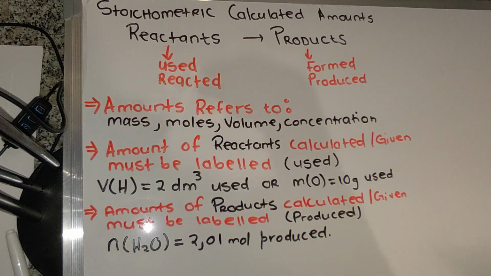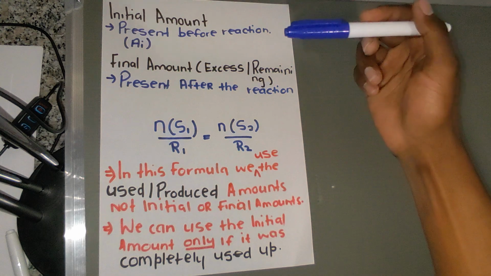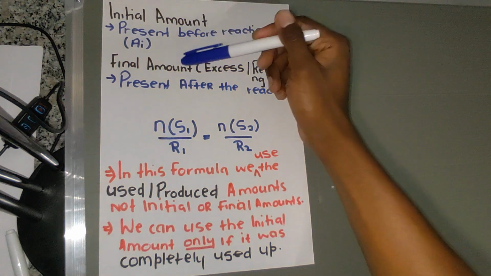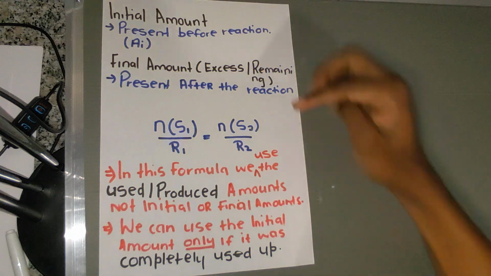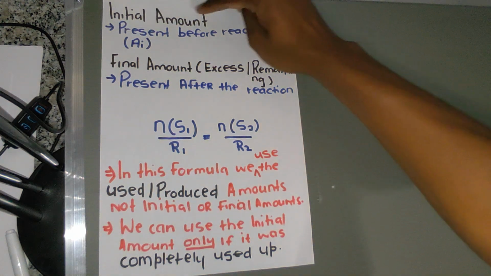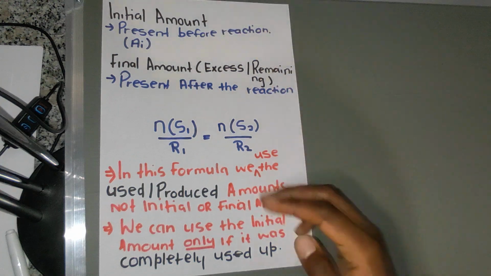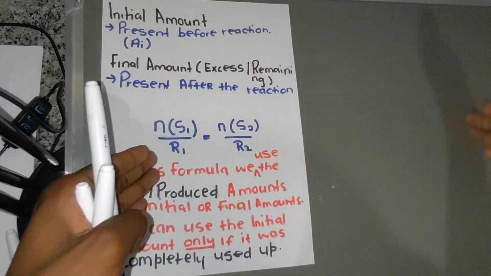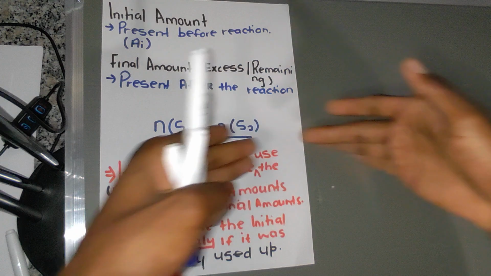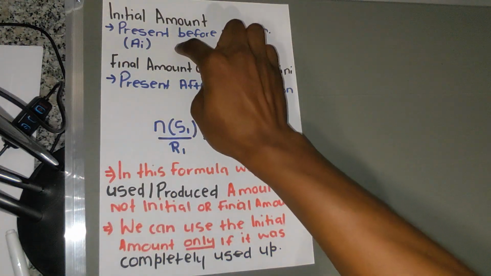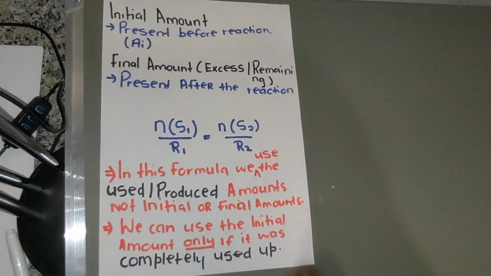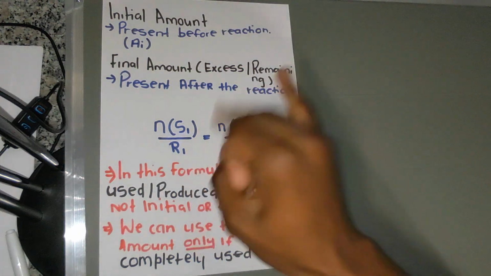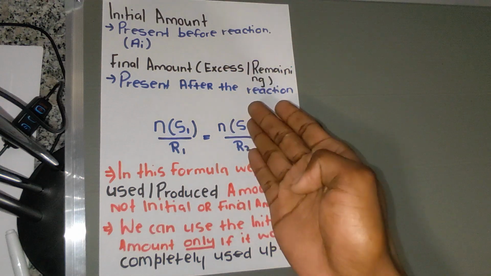Now let us look at other terms of amounts, different types of amounts. Other types of amounts can be initial amount, and final amount. Let us define each. An initial amount is simply a present amount before the reaction. A reaction is necessary because we're speaking about stoichiometric calculations. We need a chemical reaction or a chemical equation. So whatever we have before the reaction, we call it an initial amount. Remember, amount refers to the mass, the number of moles, the volume or concentration.